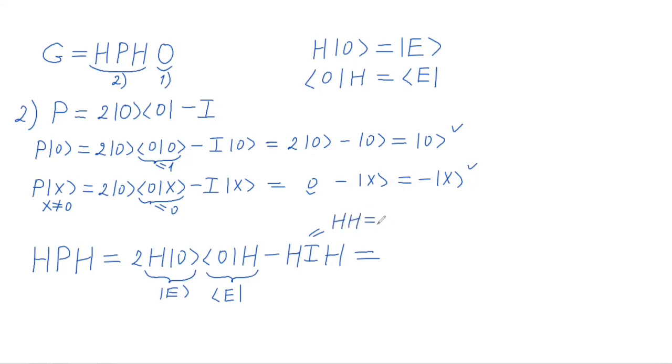But now let's remember that the Hadamard gate is an inverse of itself, and therefore H times H is equal to the identity matrix. And therefore HPH is now equal to 2 ket E bra E minus the identity matrix. But this is nothing else but the reflection about the vector E. So the second part of the Grover iteration is just a reflection about the equal superposition state.